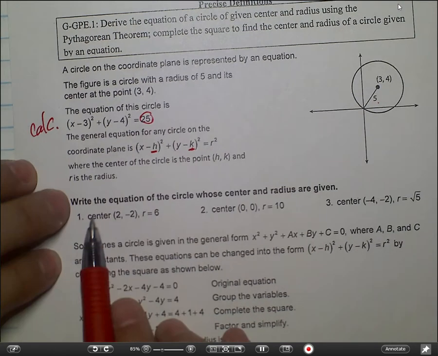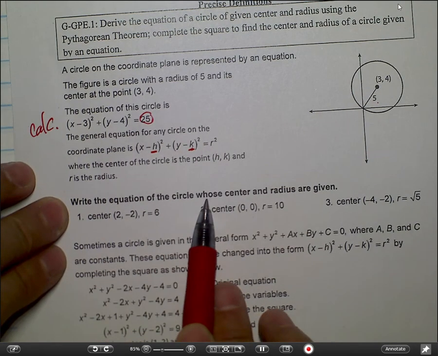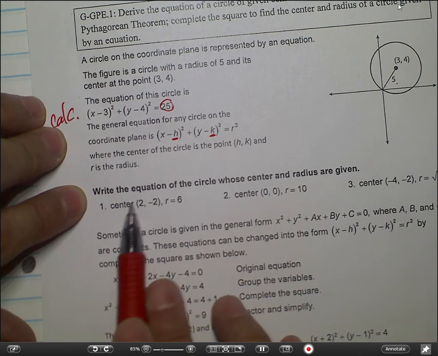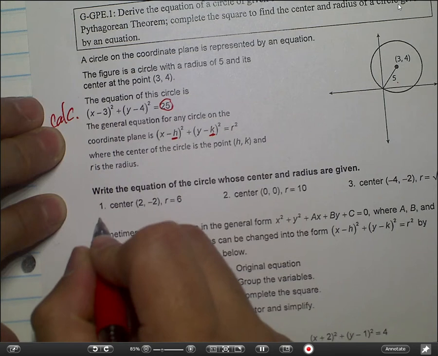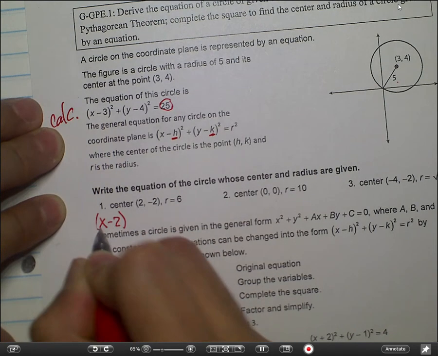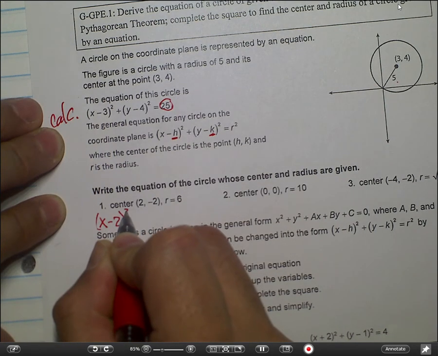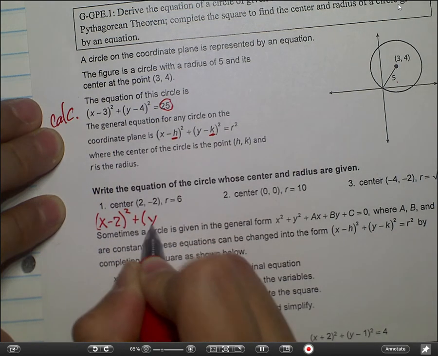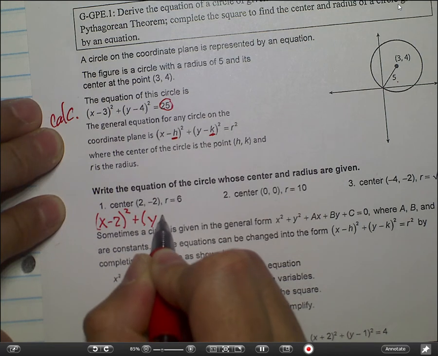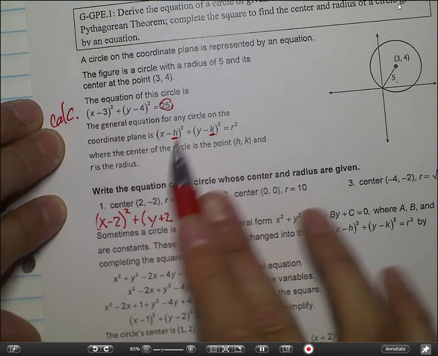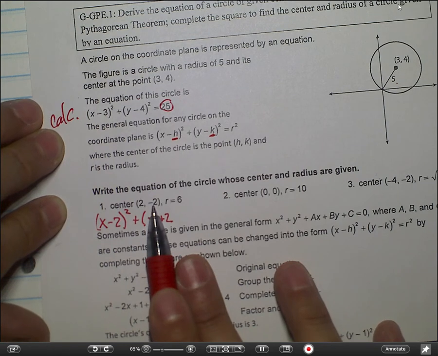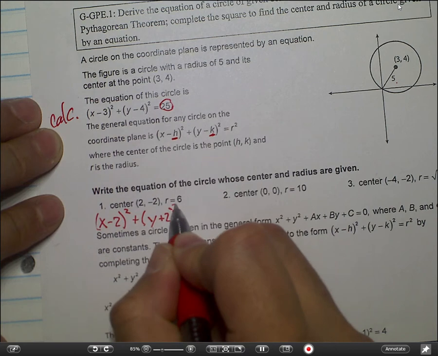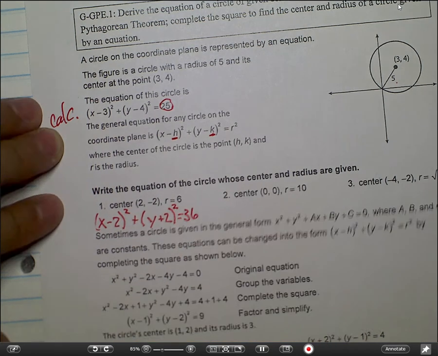Write an equation of the circle whose center and radius are given. So, how would I write this one? x minus 2, close parentheses, squared, plus parentheses y plus 2, very good, plus 2, because it's a minus a negative 2. It turns to a positive. What goes next? Parentheses squared equals 36. Very good.